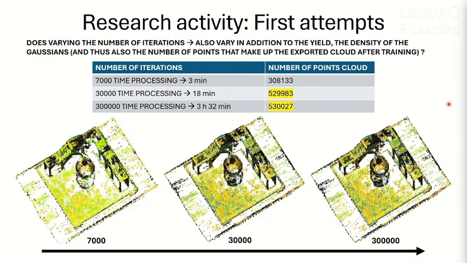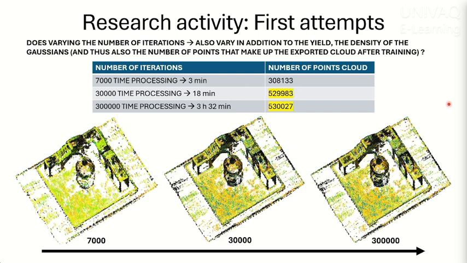We want to understand how the iteration and the resolution work. We decided to leave all the settings at default and change only the number of iterations. As we can see, only the processing time varies, but the number of points in the point cloud after 30,000 steps is not exactly the same, but really near to the second processing time and the second iteration.